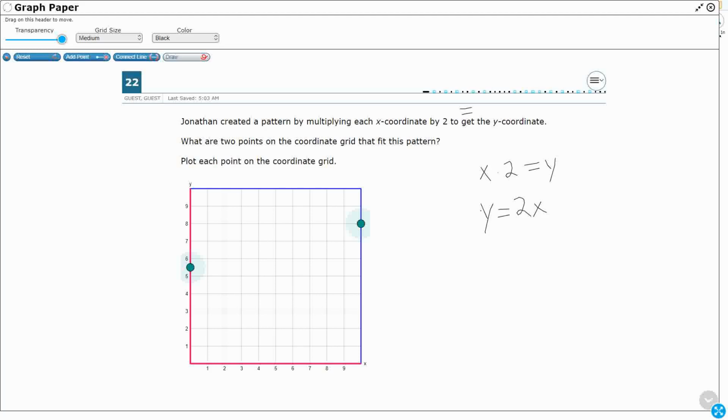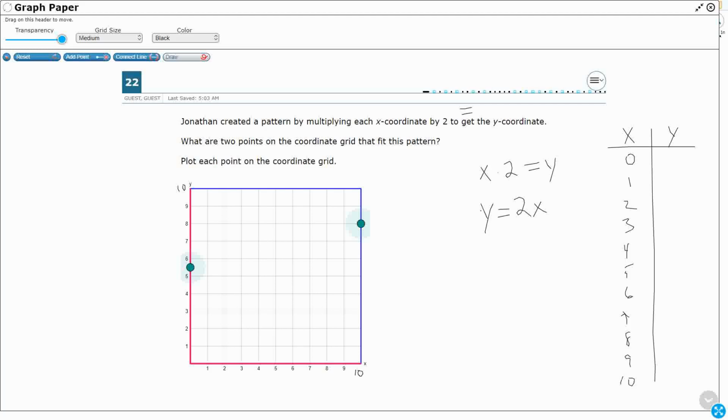So if we do that, let's just make a table. And let's put some x coordinates. X goes up to 10, so let's go 0 to 10, because it goes right there. I'm just going to do whole numbers here. It does look like we can do half numbers, but let's just do wholes. 0, 1, 2, 3, 4, 5, 6, 7, 8, 9, 10.